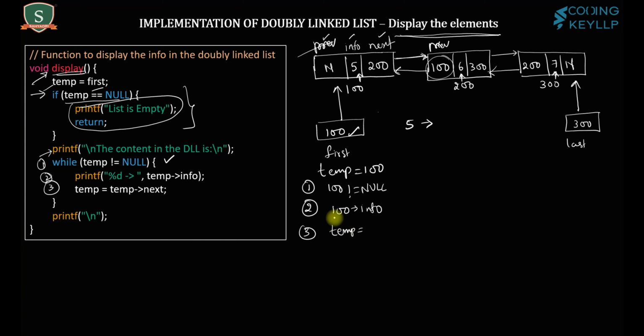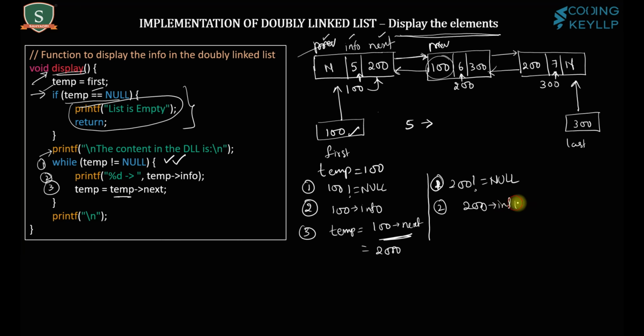temporary is equal to, what is the temporary value already? 100. 100 next. So what is 100 next value? 100 next is 200. So that means we are assigning the temporary value as 200. Now again, since it's in the loop, what happens? 200 not equal to null, so the condition is successful. Next, it enters into the loop. 200 info is 6. So 6 will be printed. Then comes to the next step.